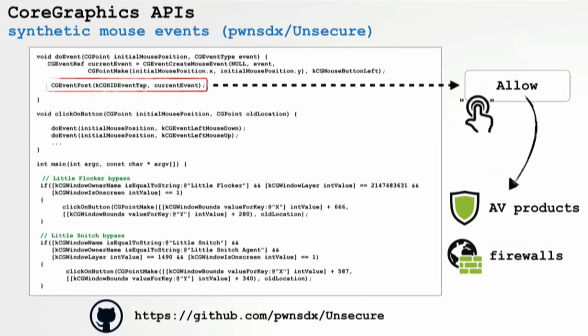Finally, in terms of using Core Graphics to generate and post synthetic events, we have the Unsecure proof of concept project on GitHub. It's designed to target third-party firewall and antivirus products. Again, what it does pretty simply is just look for the alert windows, get the coordinates of the allow buttons, and then send a synthetic mouse click event to both dismiss the alert and allow the action.